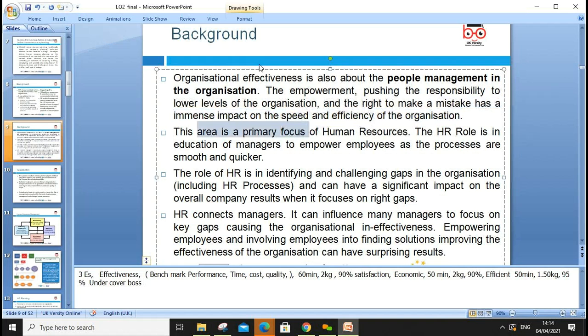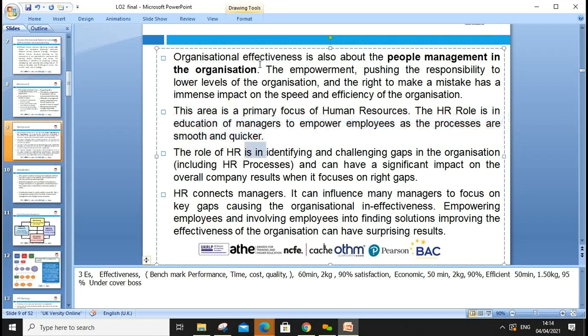The area of primary focus, human resource, HR role is to educate managers to empower employees so that the processes are smoother and quicker. The role of HR is identifying and challenging the gaps in the organization, including the processes, which can have a significant impact on the overall company result when focused on the right gaps. HR connects with the managers, influences the managers to focus on the gaps causing the organization to be ineffective. Yes, so there is a gap. Why are other companies effective, efficient? Why not us? So there is the gap, so how can we reduce it?